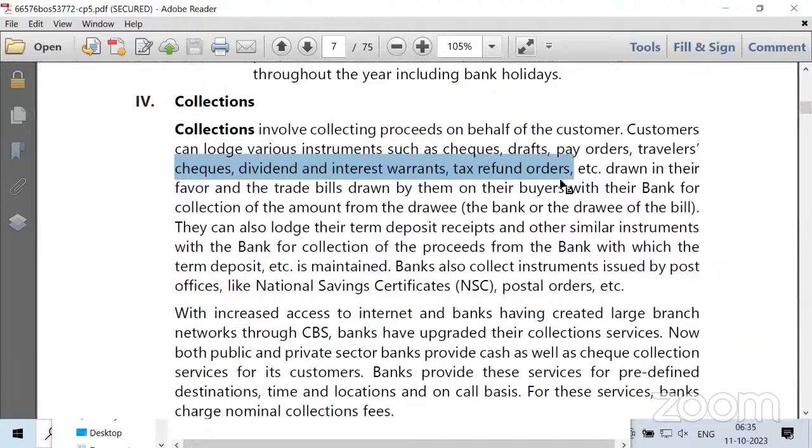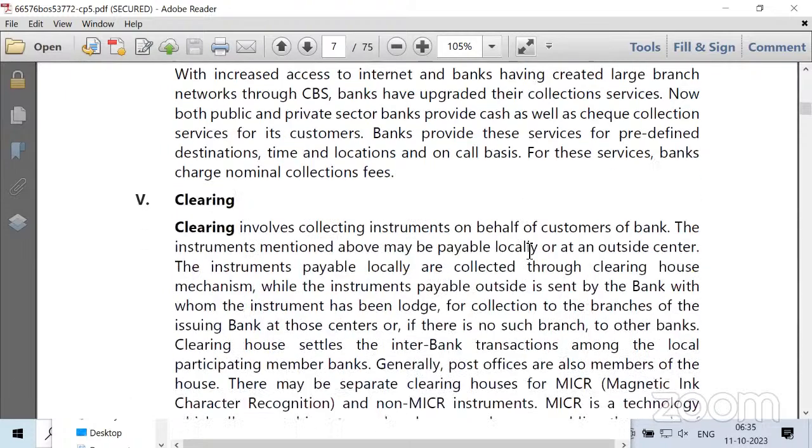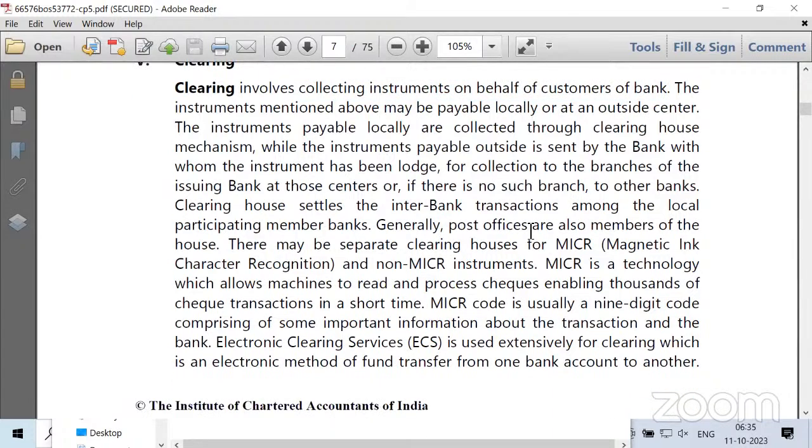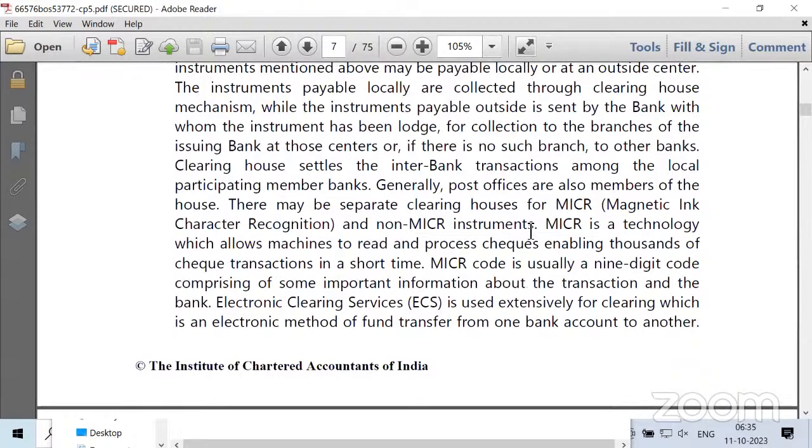So now it is processed and automatically credited to the bank account. Previously, tax orders were issued to the banker, and they had to deposit with the income tax department. They would then credit the amount to the customer's account. Similarly, clearing is also for cheques. So collecting the instruments on behalf of the customers of the bank, it will go to a particular clearing agent and they will do the process.